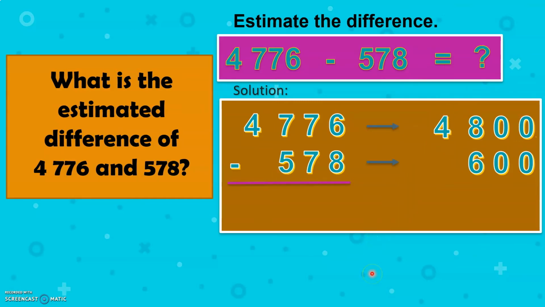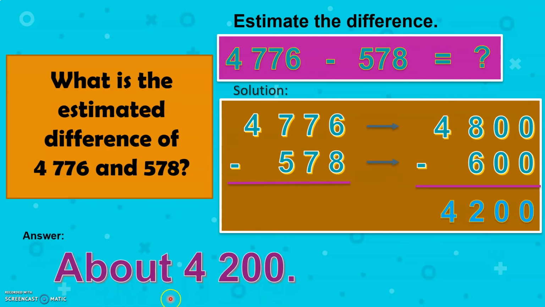So 4,800 minus, or take away, 600. Let's start from the ones place value. So 0 minus 0 is 0. Next, 0 minus 0 is still 0. Then, from the hundreds place, we have 8 minus, or take away, 6 is equal to 2. Then the last one, 4. So we'll just bring down 4. Therefore, the answer is about 4,200. Okay?